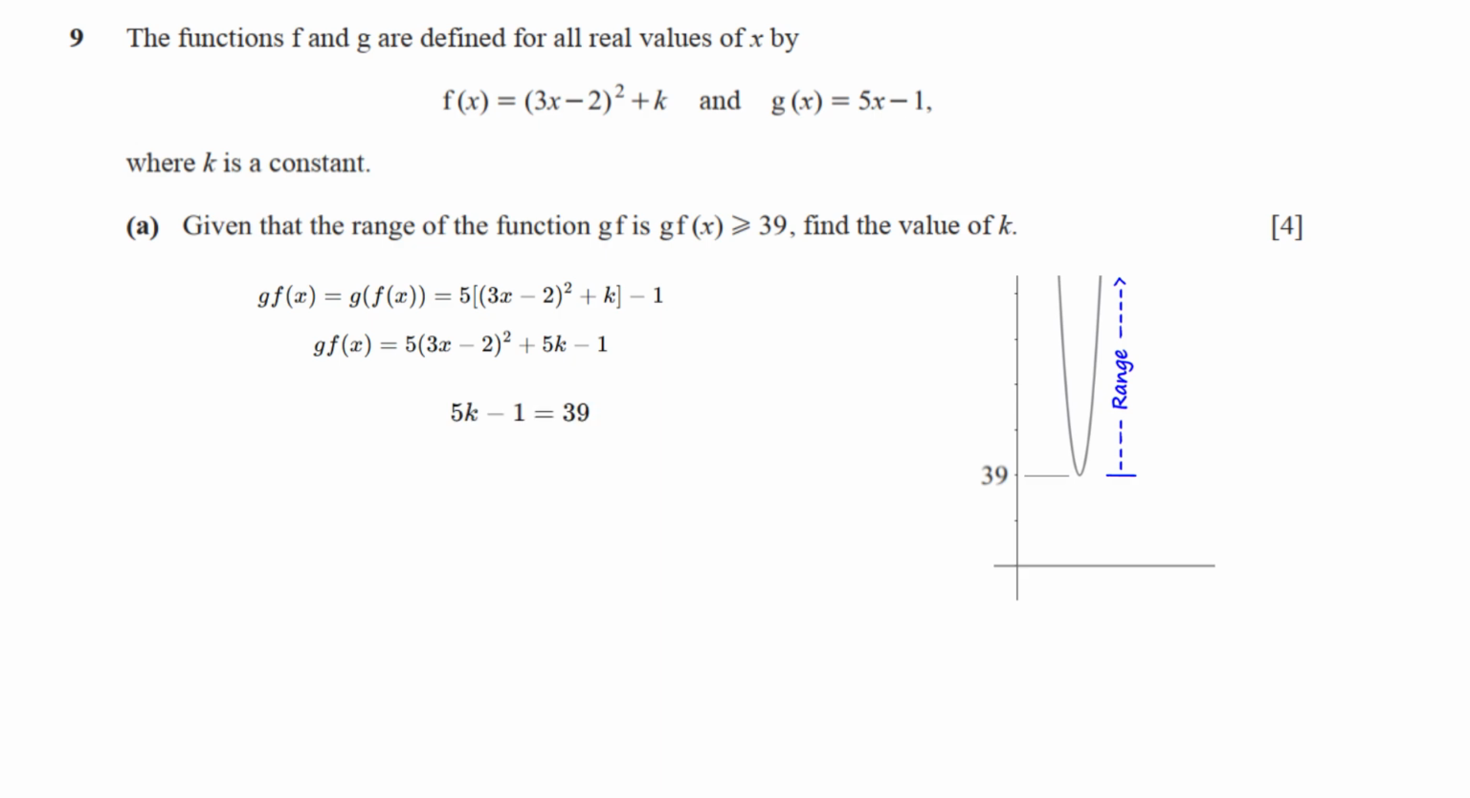So 5k minus 1 is actually equal to 39. Let's solve this. 5k is equal to 40. Divide both sides by 5. We get k as 8.